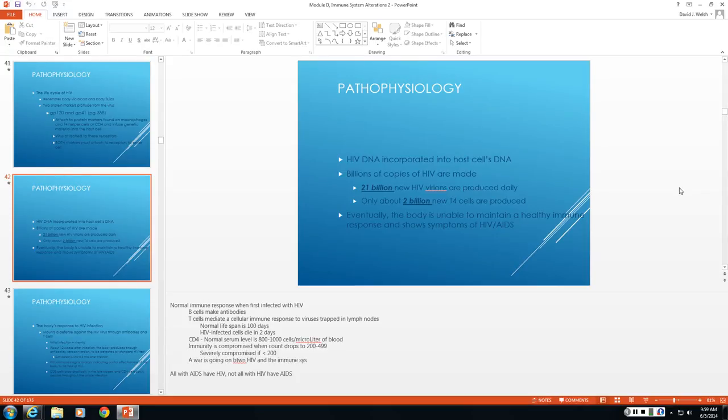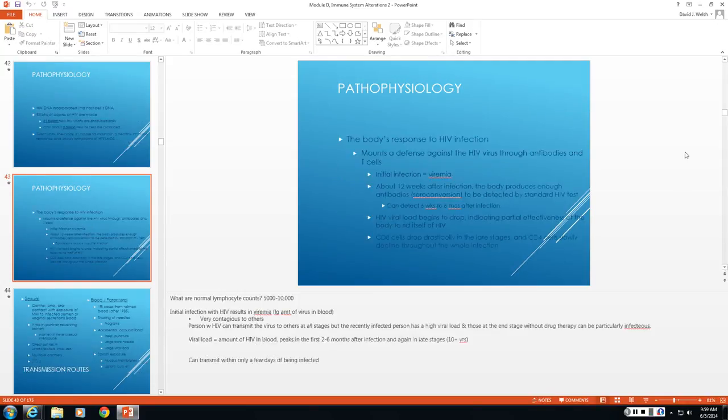So there's a war going on between HIV and the immune system in the body. All people with AIDS have HIV, but not all HIV-infected people have AIDS. Billions of copies of the HIV virus are made: 21 billion new HIV virions are produced daily, while only about 2 billion new T cells are produced daily. Eventually, the body is unable to maintain a healthy immune response, and they start showing the symptoms of HIV and AIDS. The body's response to HIV infection is to mount a defense through antibodies and T cells. The initial infection is called viremia.